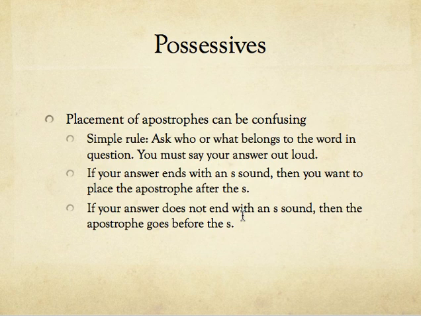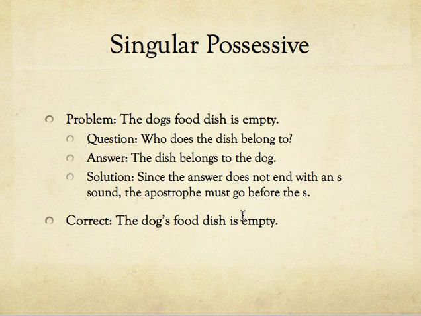All right, let's take a look at possessives. The placement of apostrophes can be confusing with possessives unless you follow this simple rule. And this will work for you every time, but you have to do it the same way, and you have to say your answer out loud. What you simply do is ask who or what belongs to the word in question. If you hear an S at the end of your answer, then it's going to be S apostrophe. If you do not hear an S at the end of your answer, then it's going to be apostrophe S. Let's look at some examples.